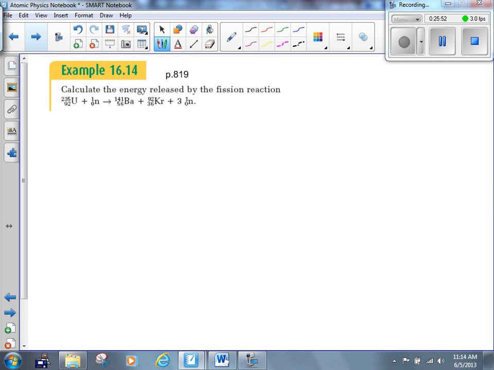Well, here's another question. You're going to love this one. It's not as bad as it might seem, actually, on the surface. Calculate the energy released by the fission reaction. Uranium-235 plus a neutron goes to barium, krypton, and 3 neutrons. How do you find the energy that's released?